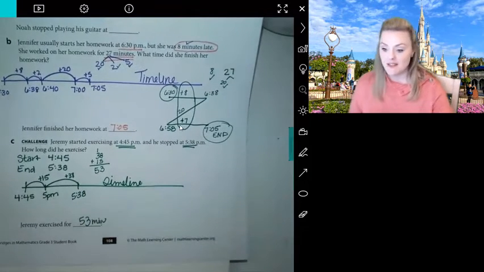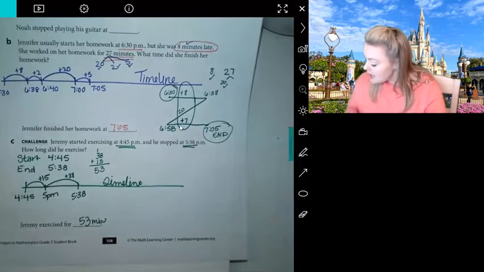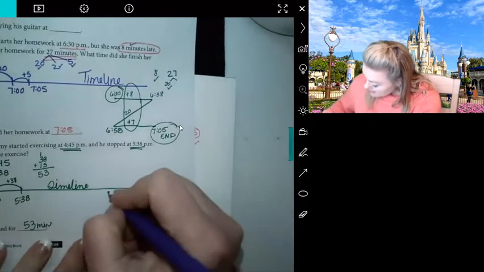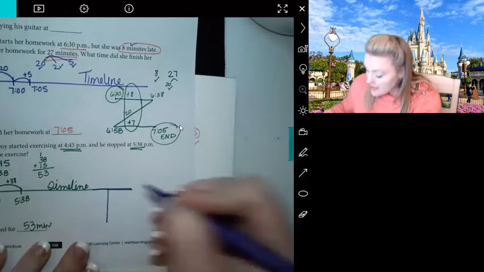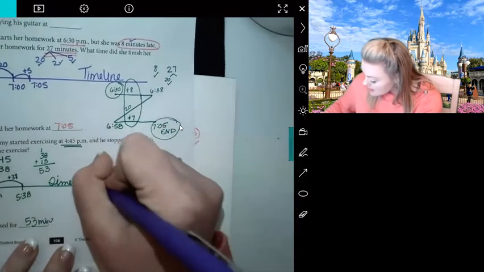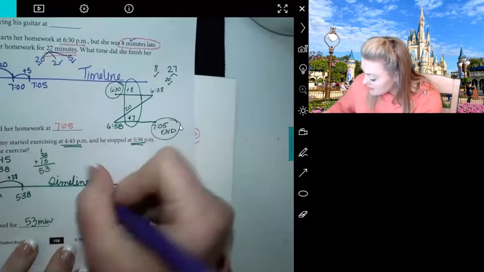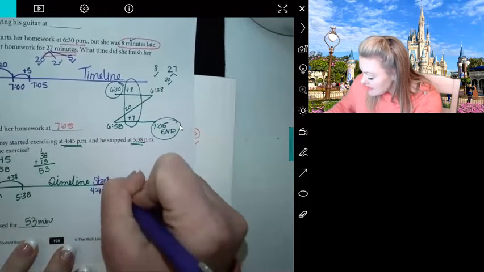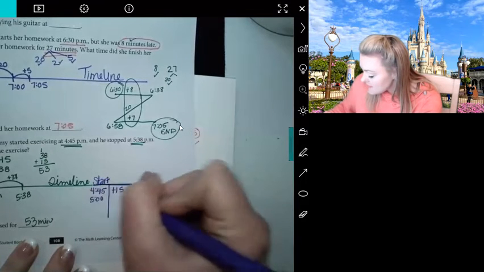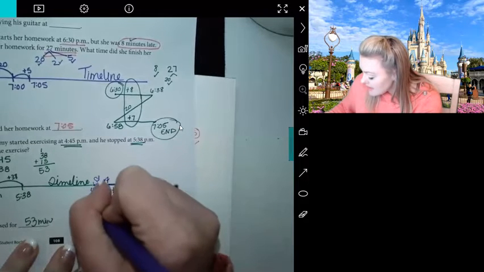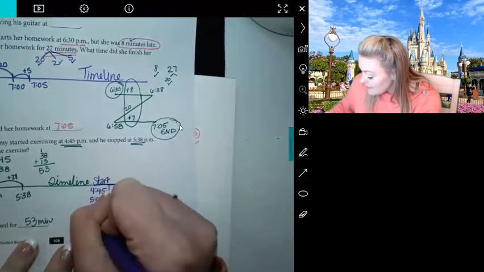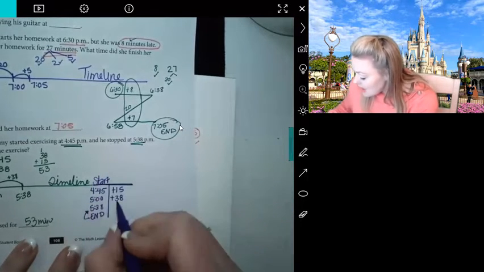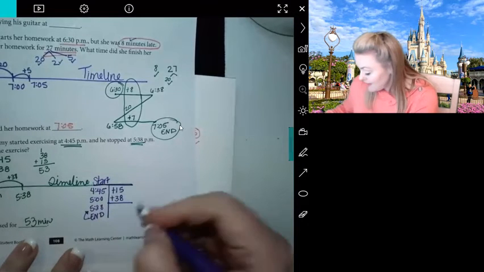And we are starting cursive, so sometimes you're going to see me writing in cursive. All right, let's look at our T-chart. I have enough space here. I'm actually going to use part of this timeline to make my T-chart. So my start time is 4:45. And I know that if I add 15 minutes, I get to that 5 o'clock time. And then I can add 38 minutes, and I'm going to get to 5:38. I'm going to organize it a bit differently. I went ahead and labeled it like that, because now I'm going to add these up to find my elapsed time.